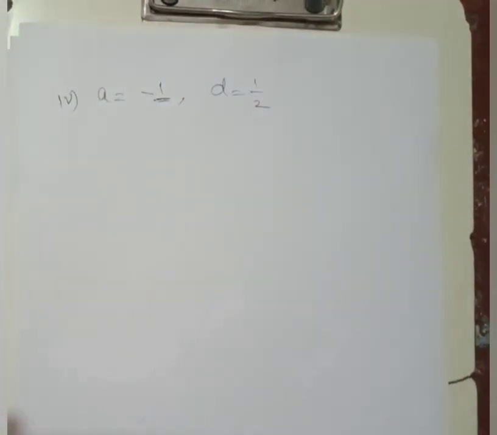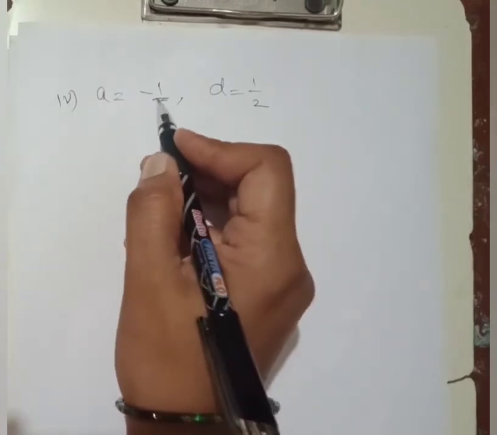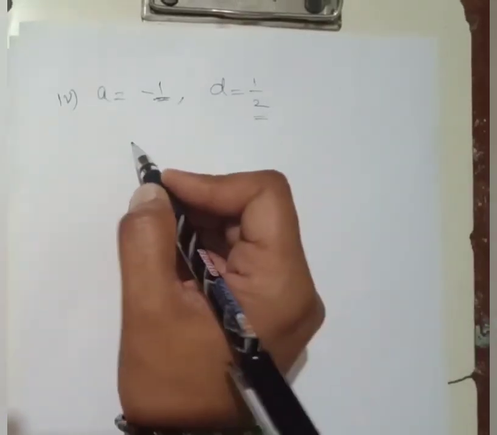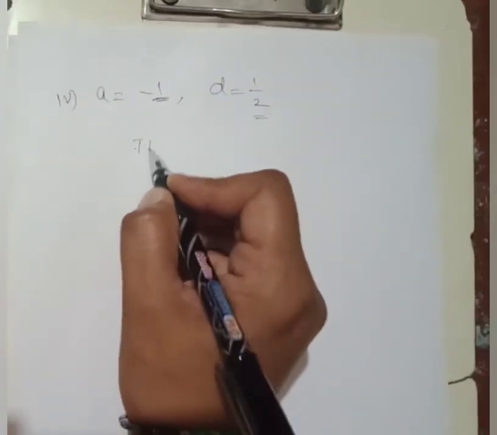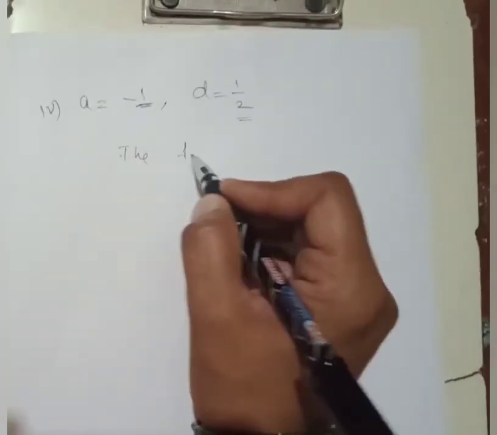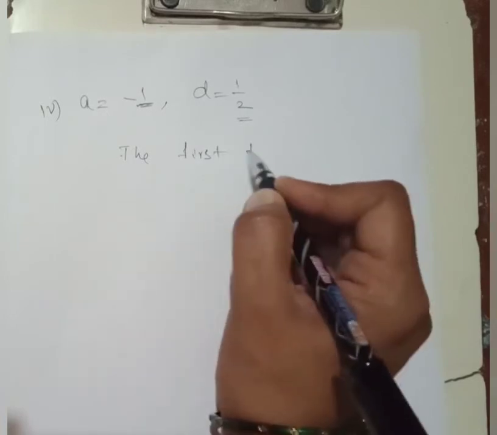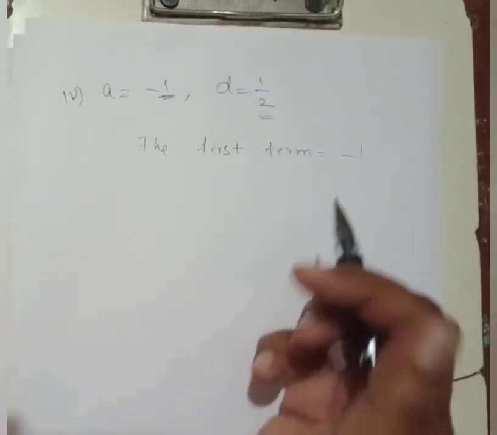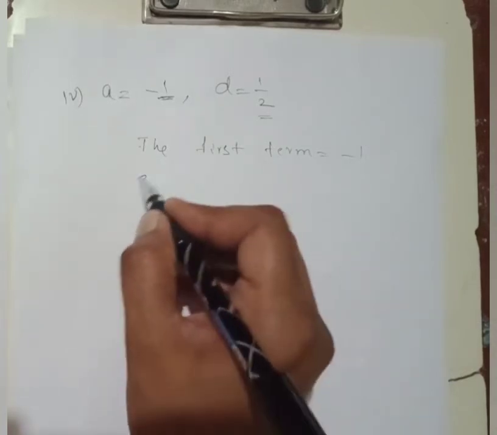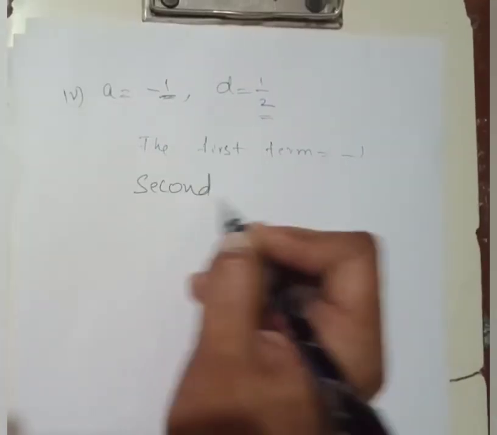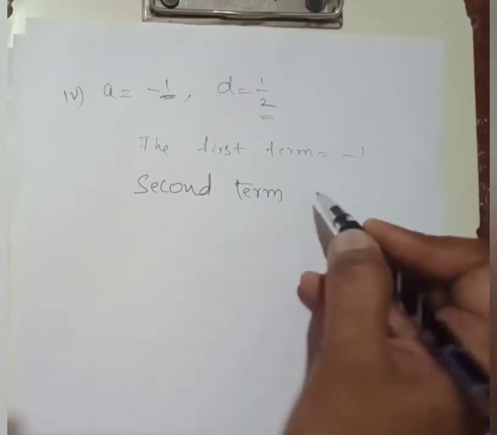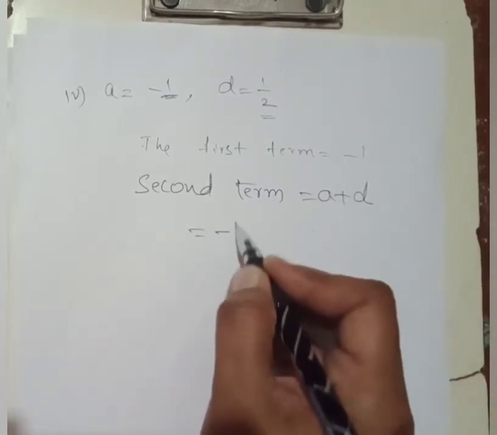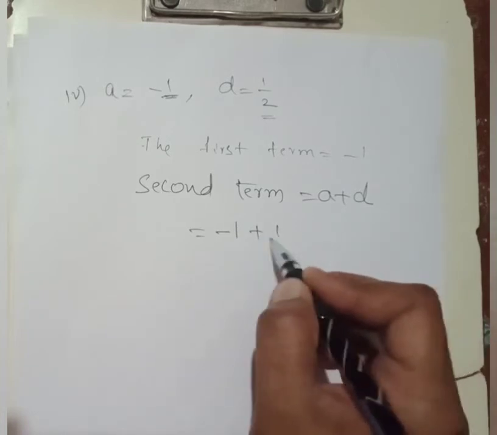Practice this one. You are given A as minus 1 and D as 1 by 2. Now, as you know, the first term is very simple. The first term you can write this way: first term is equal to minus 1. Don't get confused. Next you have the second term. Second term is equal to A plus D. What is the value of A? It is minus 1, plus D is 1 by 2.